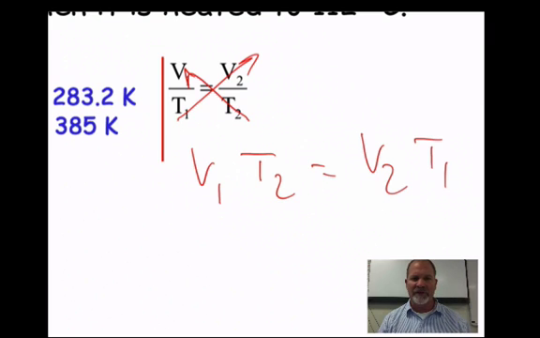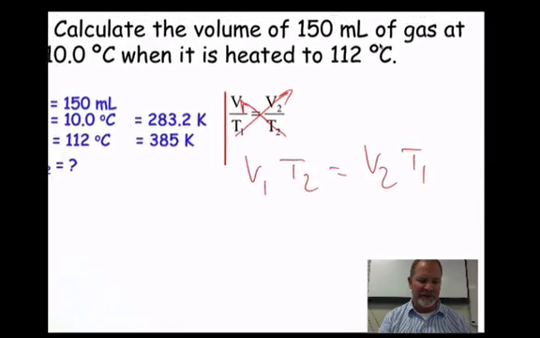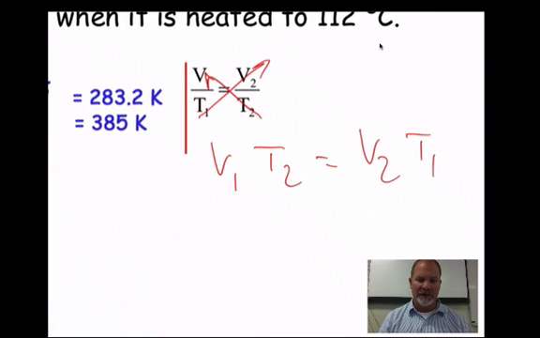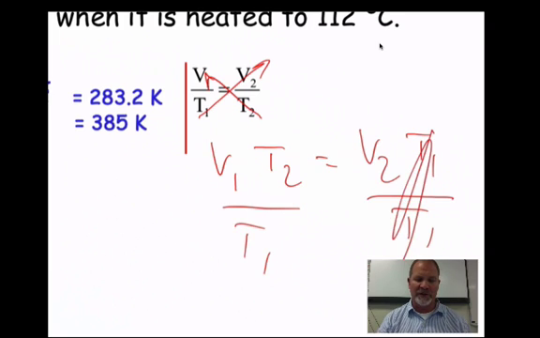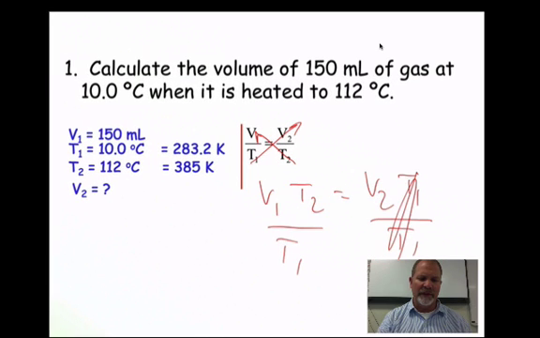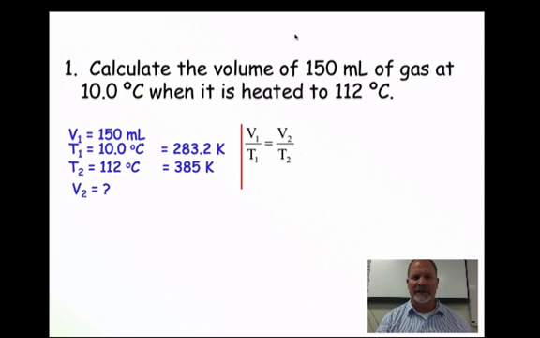Now you realize, okay, in this situation I want to isolate my V2, so I'm just going to divide both sides by T1, and that can help you out in the process of giving yourself a working equation. Those cancel out, there's your working equation. That can be very helpful, and that's what I do strongly suggest you do. It's a technique that's going to save you time, especially later on.